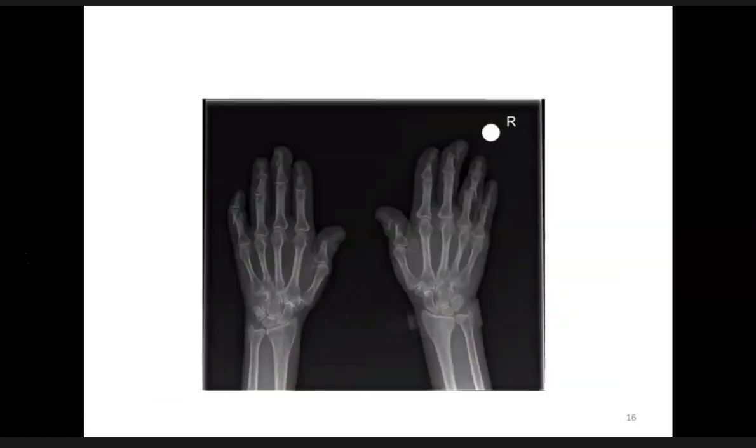So this is again a patient who presented with pain, arthralgia of small joints of the hands. So what may be the diagnosis? Psoriatic arthritis. What are the radiological abnormalities?